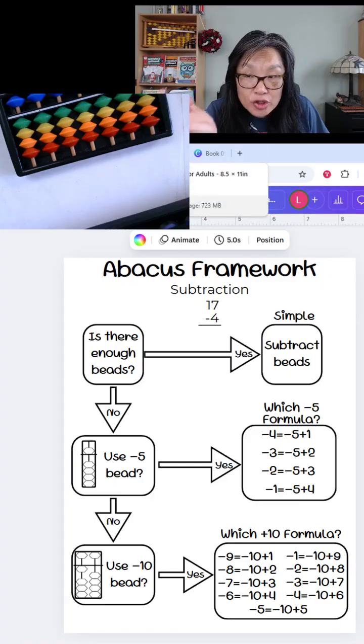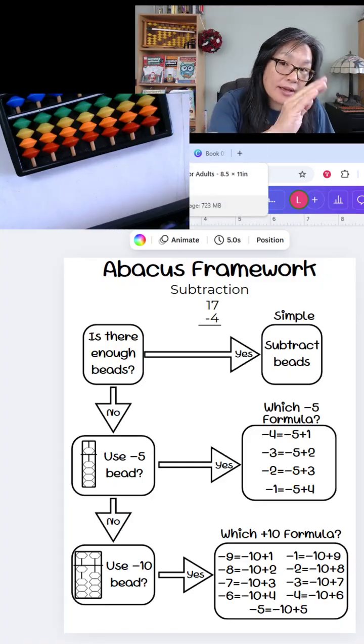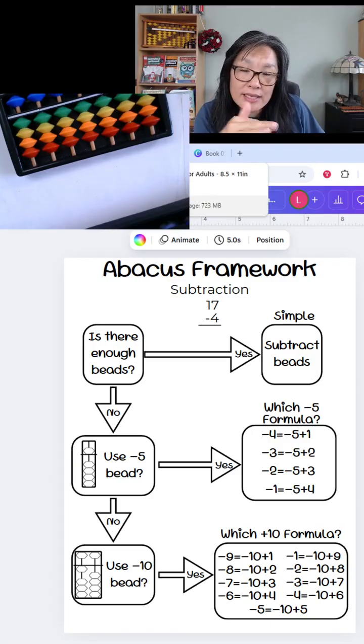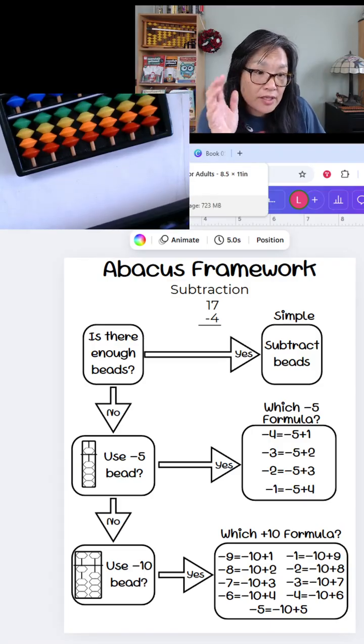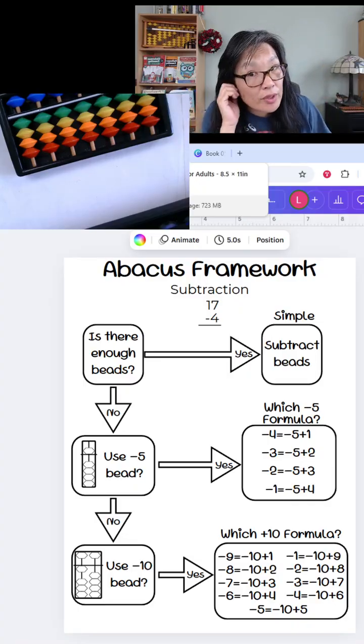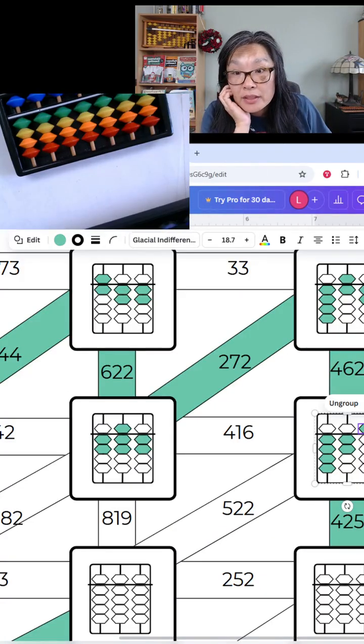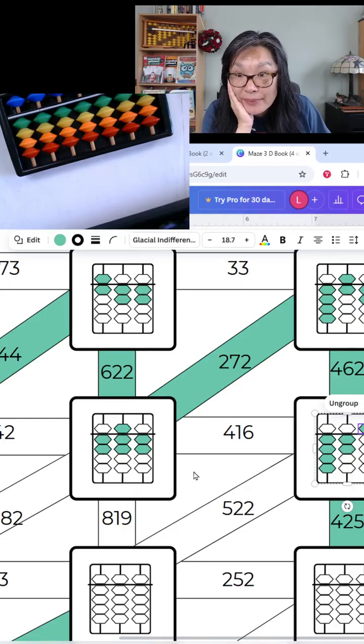So that's the introduction to Abacus, and that's the path. Yeah. So I think the next book will be activities, but then it'll be more two-step equations. Yep. But that's what I got. And I'm back to here.